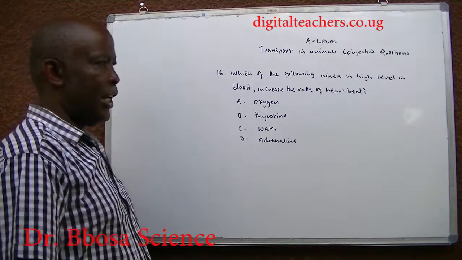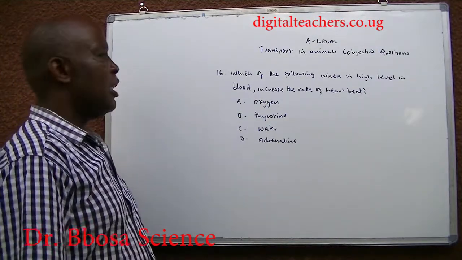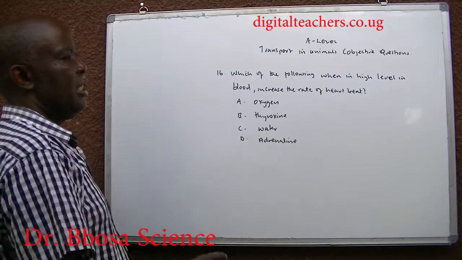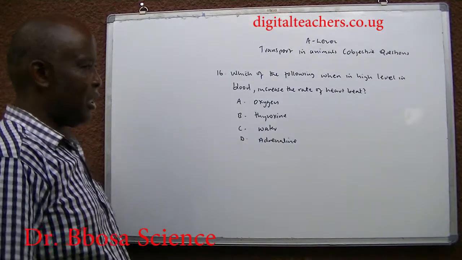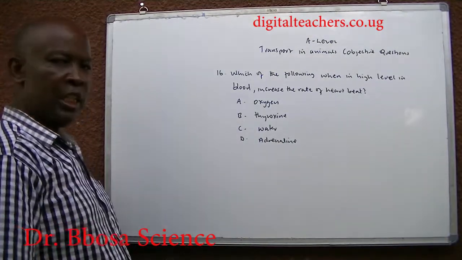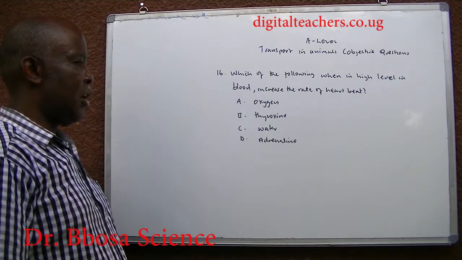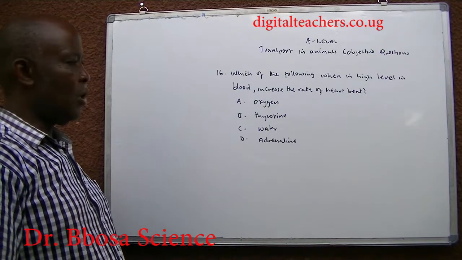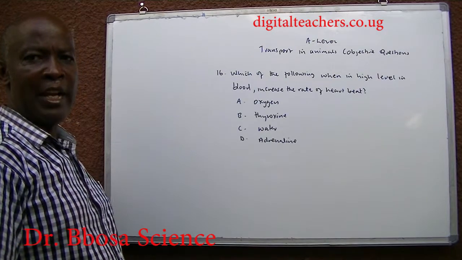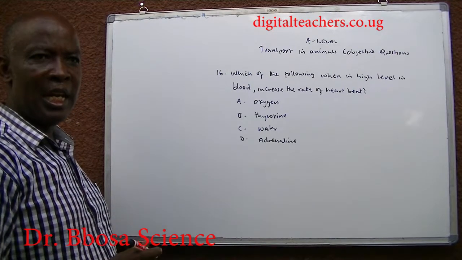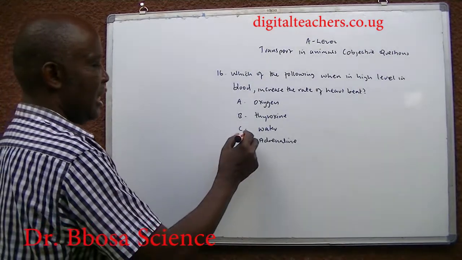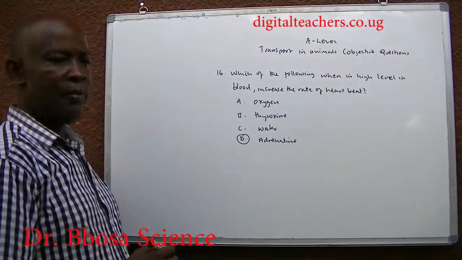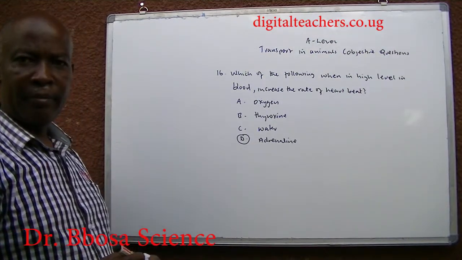Number 16. Which of the following, when in a high level in the blood, increases the rate of heartbeat? A. Oxygen. B. Thyroxine. C. Water. D. Adrenaline. You can pause and answer. The answer is D. Adrenaline.